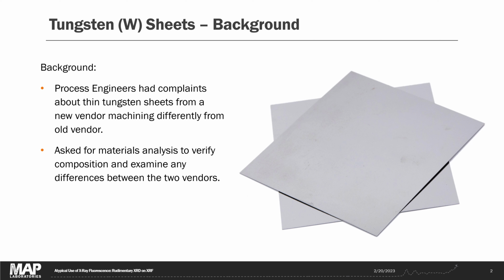Process engineers have been working with rolled tungsten sheets from two vendors. They noticed that it was difficult to get a consistent surface finish when machining these parts, and one vendor was especially bad when it came to gumming up their tooling.